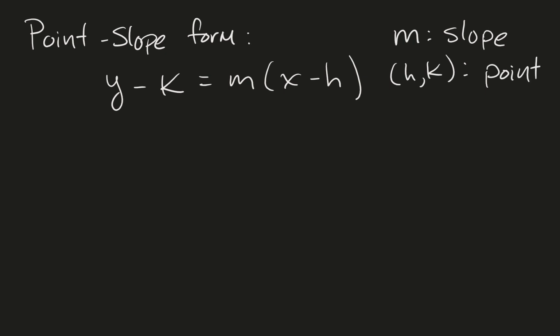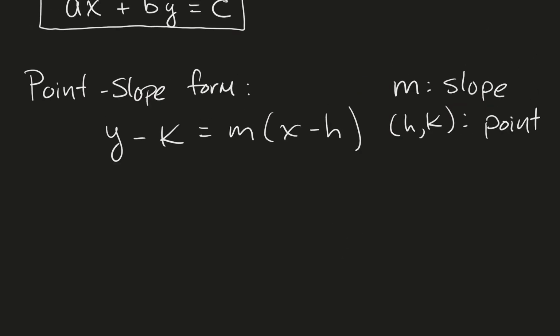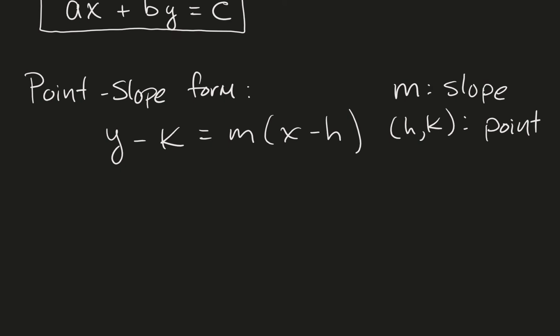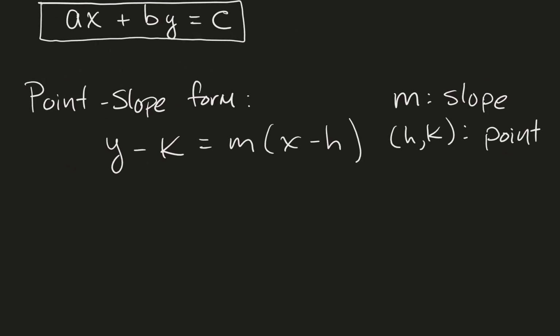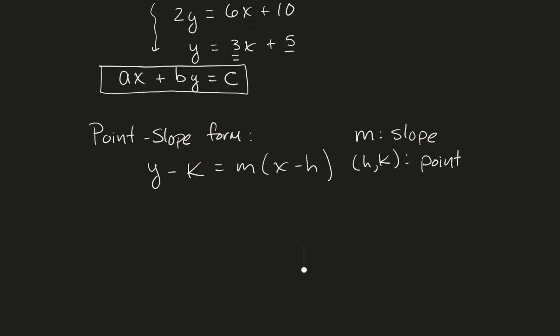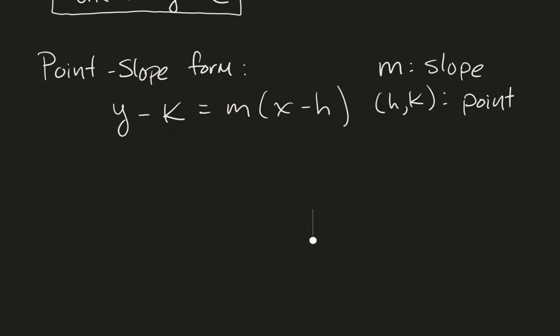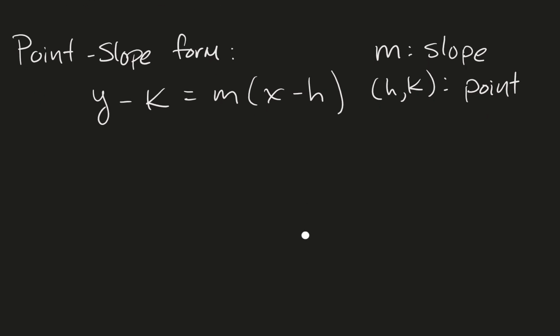So for example, let's consider a line that has a slope of 3 and goes through 2, 11. So we're going to say m, our slope, is 3, and it goes through the point 2 comma 11. If I know what the slope is, and I know a point that lives on the line, I can write down the equation of that line in one step in point slope form.